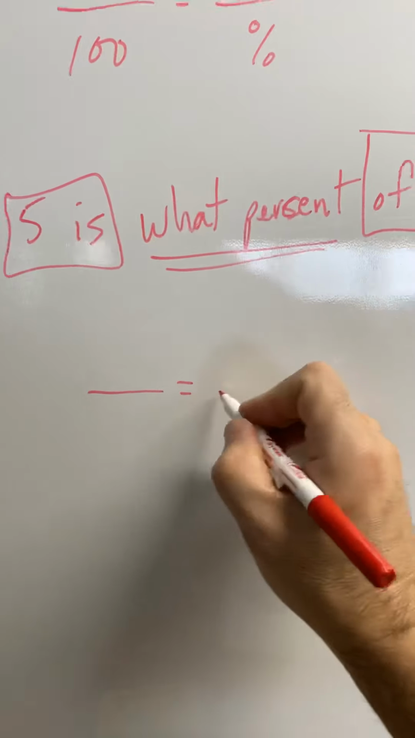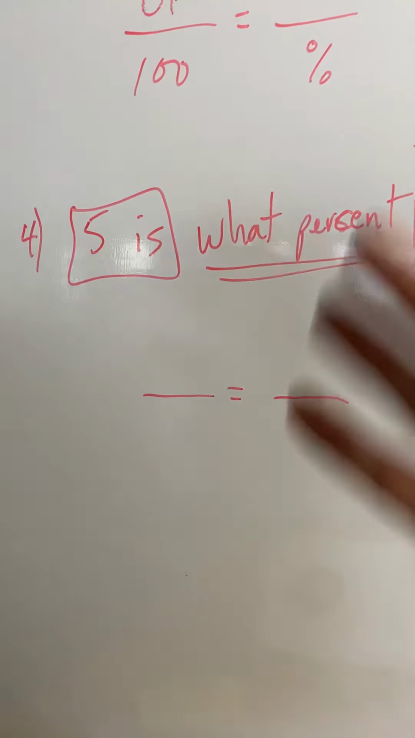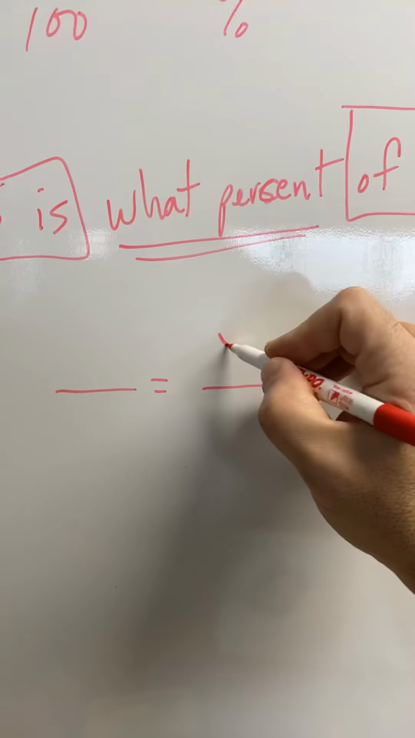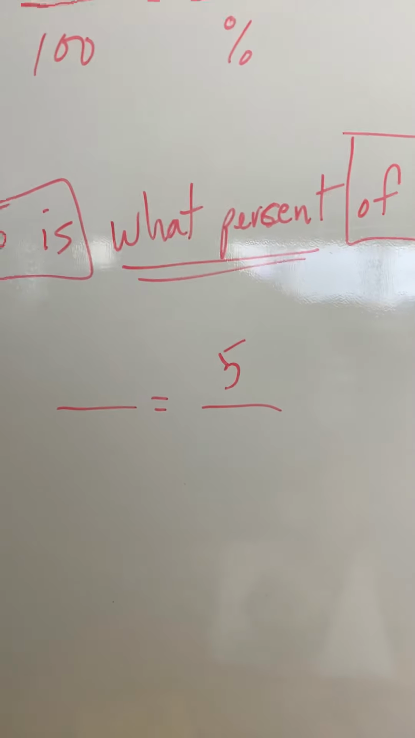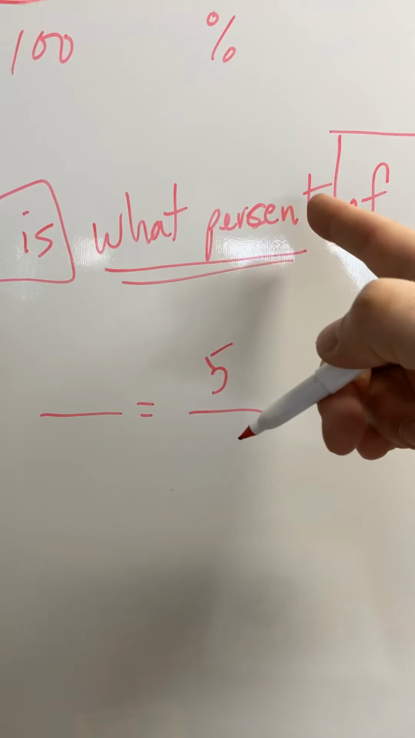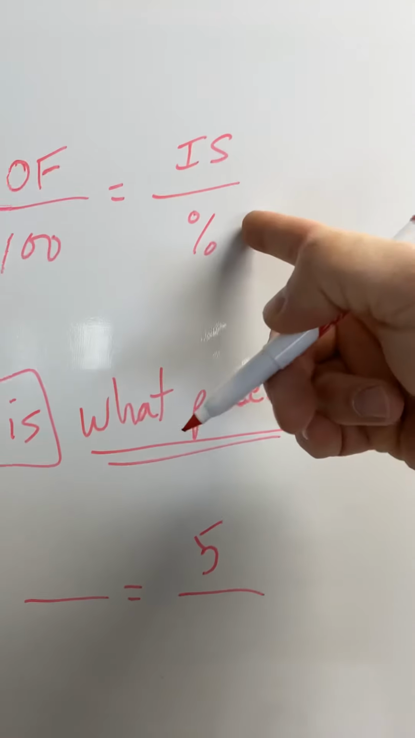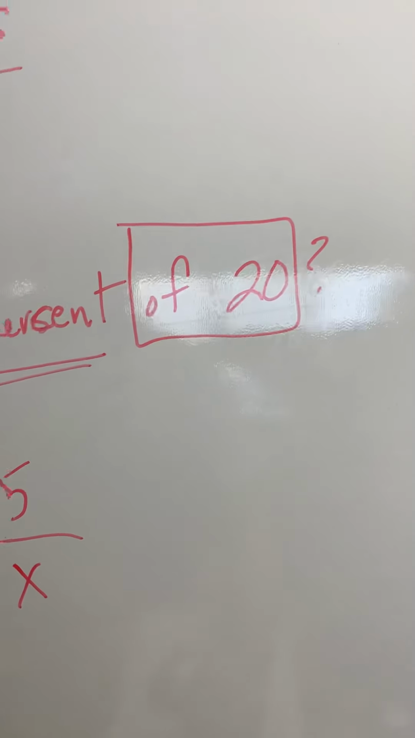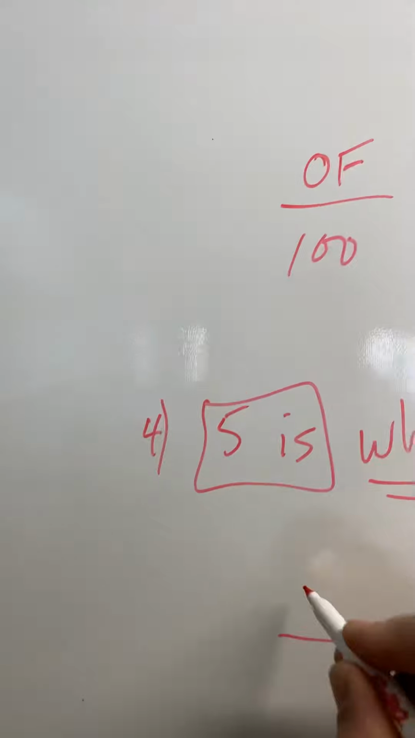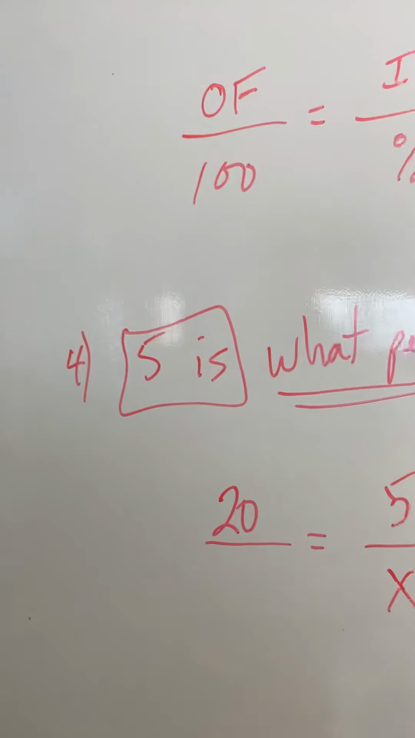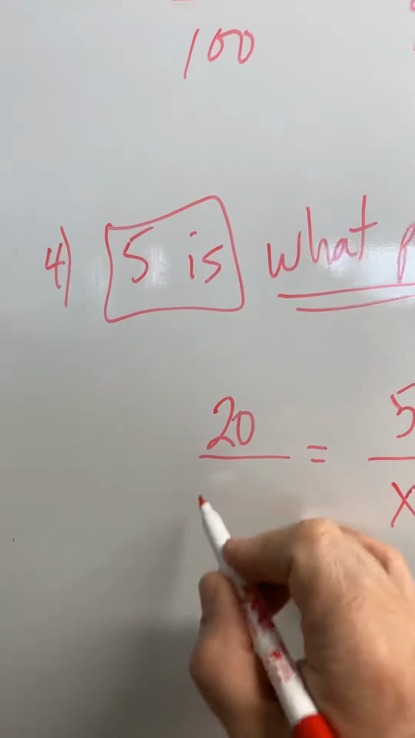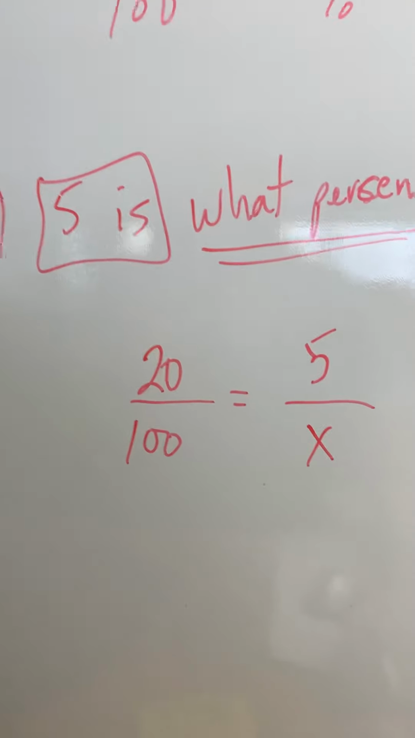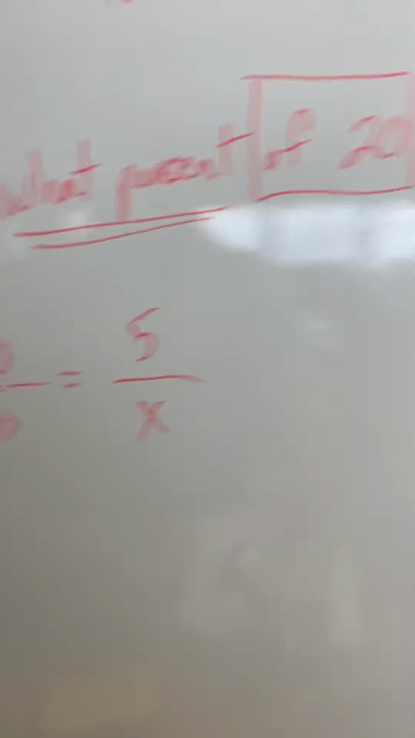So set your proportion up again. Now you're just going to fill in what you know. 5 is on top, so that's where our 5 goes. What percent? We don't know what that is, so the percent is going to be our variable. Of 20. So "of" is on the bottom, so that's where your 20 goes. And remember, just like I told you in every other one of the problems, 100 is always, always, always in the proportion. So now you've set up your proportion.